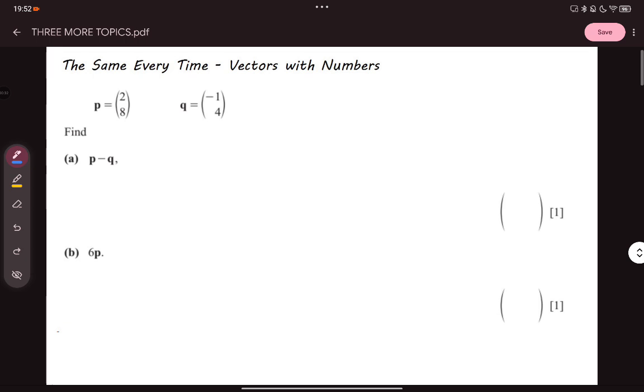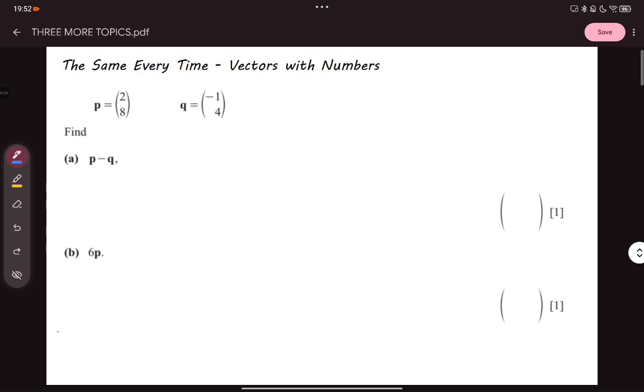So we've got vector P. Remember, if we see a small lowercase letter in bold, it means vector. And P, we're just moving 2 places across and 8 places up, 2 places to the right and 8 places up. Vector Q, we're moving 1 place to the left and 4 places up. But in terms of this question, that doesn't really matter to us.